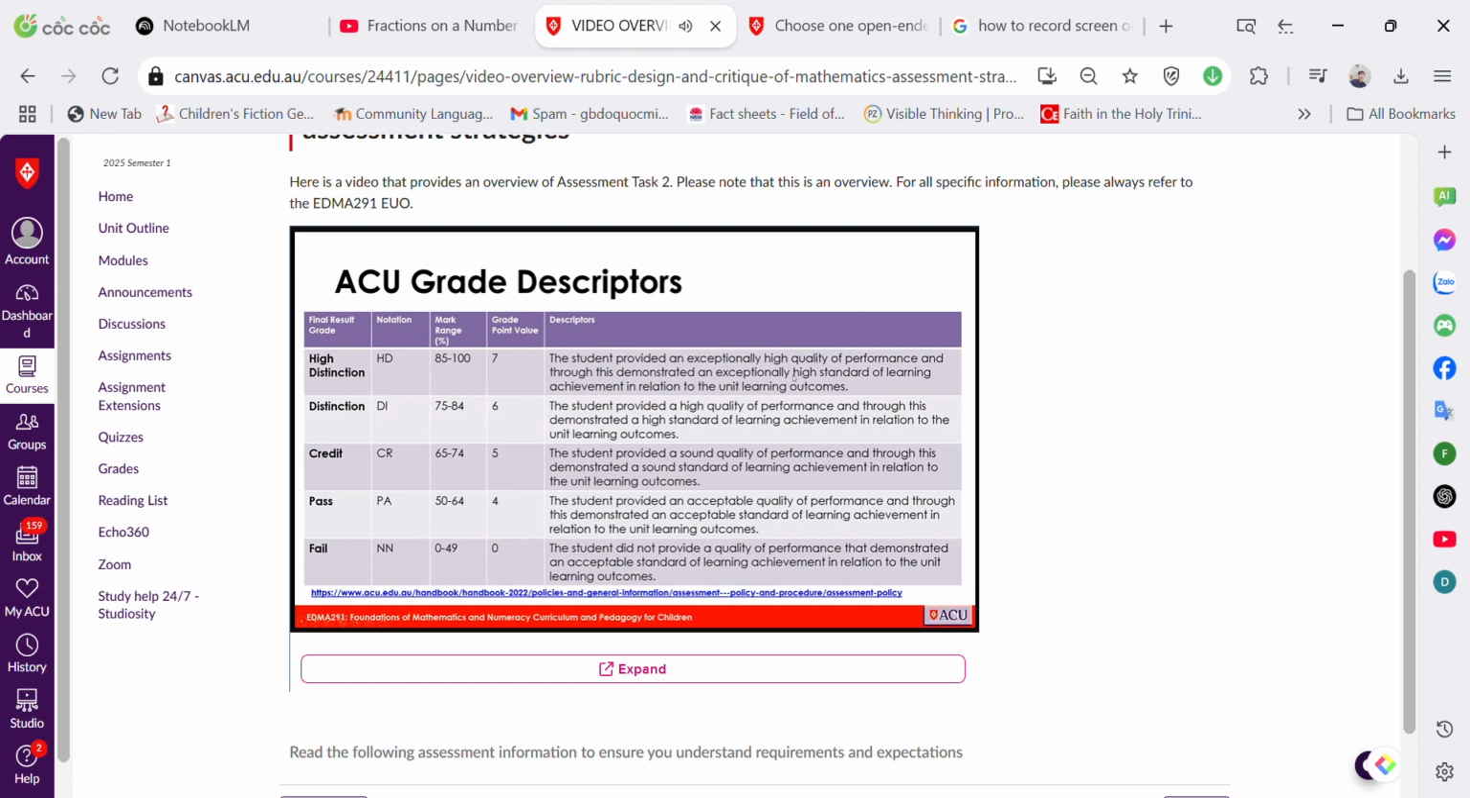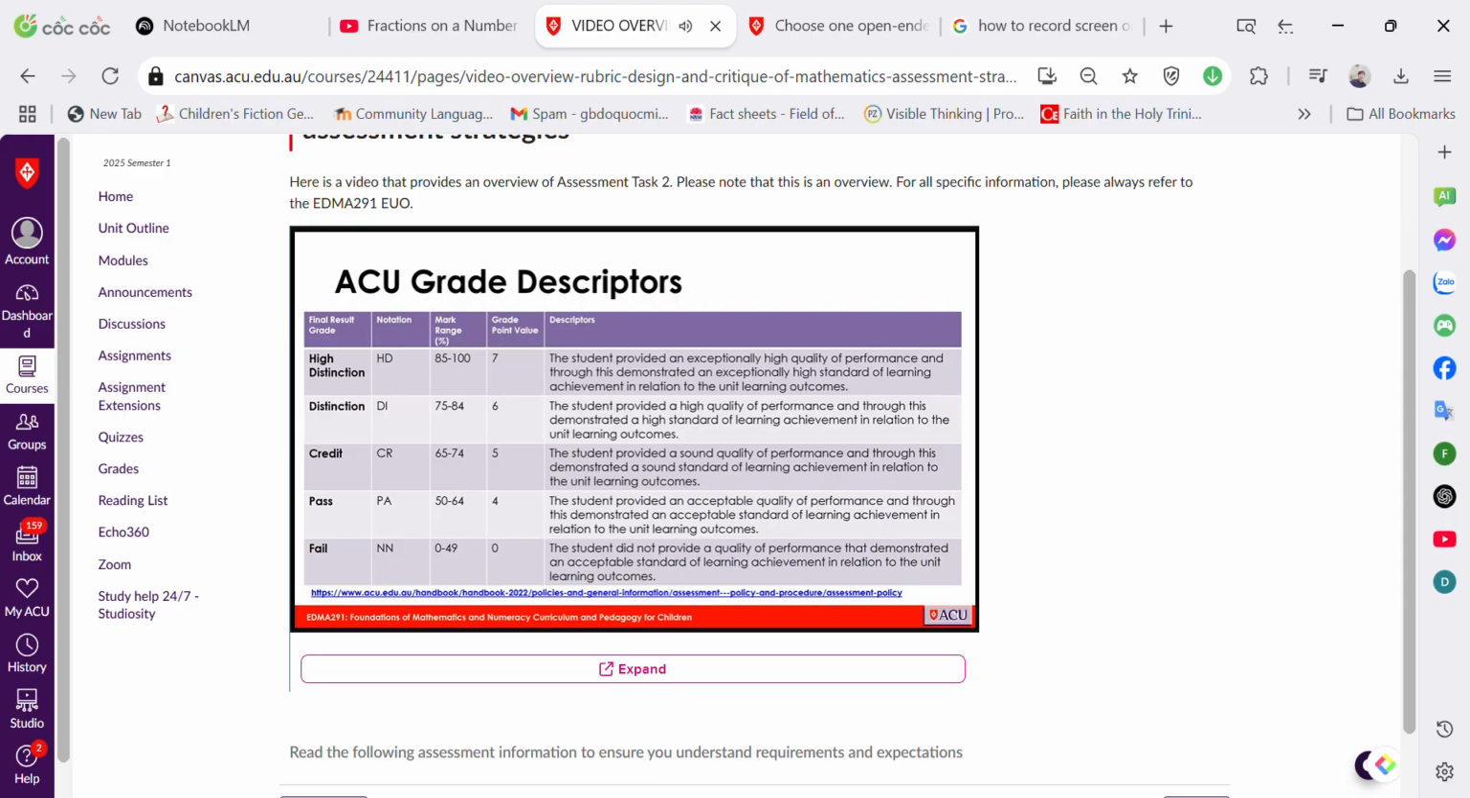And these are the grade descriptors. We get a lot of questions about why I was expecting a high distinction. Well, high distinction, if you look at ACU, is an exceptionally high quality of performance for the assessment task, demonstrated as an exceptionally high standard of learning achievement in relation to learning outcomes. So high distinction means, if you're in third year, that you're working at fourth year, almost ready to be in the field, ready to have your own grade and talk around pedagogical reasoning at that level. So we need you to work hard. Getting a high distinction is not impossible in the EDMA unit, but you've got to work hard for it.